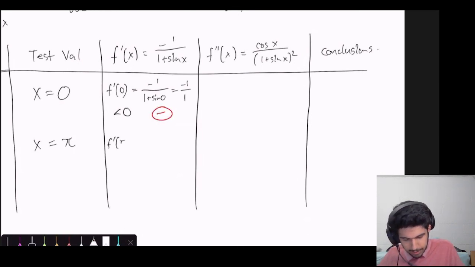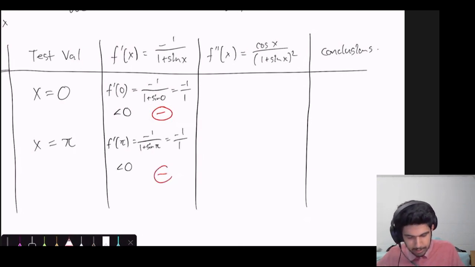F prime of pi, negative 1 over 1 plus sine of pi. That's also equal to 0, so it's 1 plus 0 in the denominator. Same thing, less than 0 gets a minus sign.